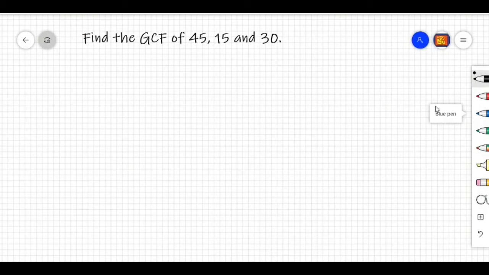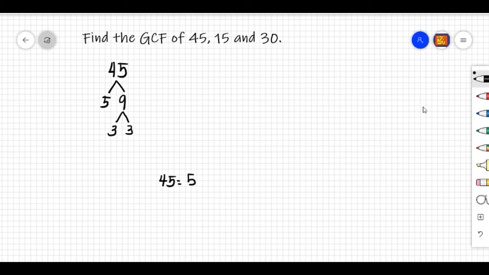For our last example, find the GCF of 45, 15, and 30. So again, let's begin by making a factor tree for 45. So 45 is equal to 5 times 9, and 9 is equal to 3 times 3. Okay. So the prime factors of 45 are 5 times 3 times 3.